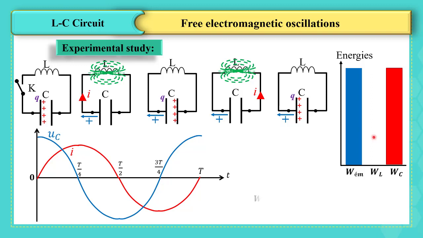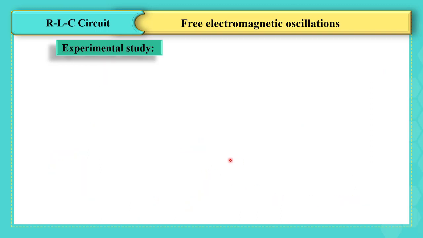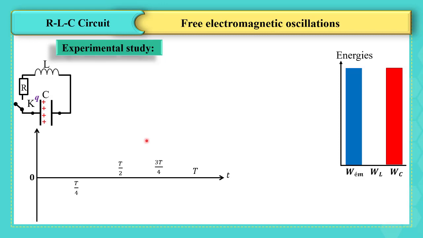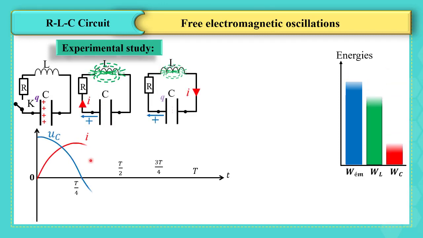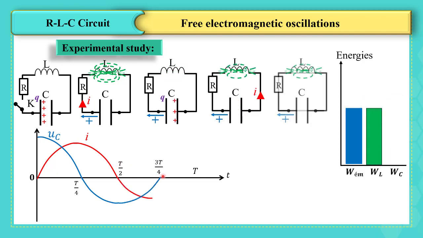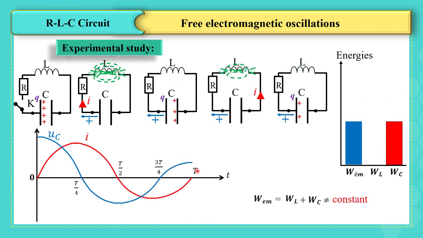Note that at any instant, the electromagnetic energy is the sum of the electric and magnetic energy. In the absence of any resistance, we observe that electromagnetic energy is always constant since there is no loss of energy. While if resistance exists in the circuit, we will observe that the amplitudes of the current and the voltage UC decrease with time, so the electromagnetic energy decreases too.